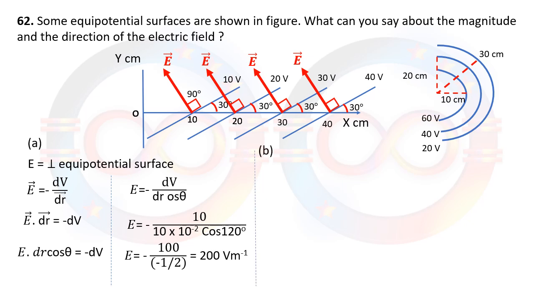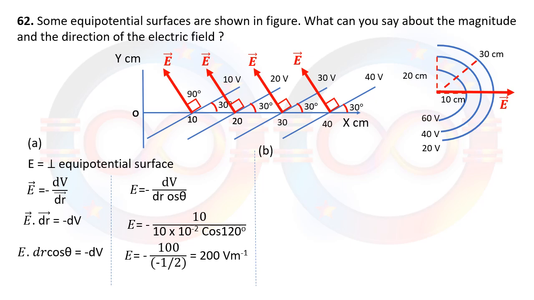When we talk about B, the equipotential surfaces are concentric spherical. It means there will be some point charge present at the center, and you can see 60 volt, 40 volt, 20 volt, this potential is decreasing. It means the charge would be positive in nature. Anyhow, we are not going to find the sign of charge, rather we are going to find the electric field. So here again electric field would be perpendicular to the equipotential surface. You can see the direction. E is perpendicular at every point, so it means it will be radially outward.